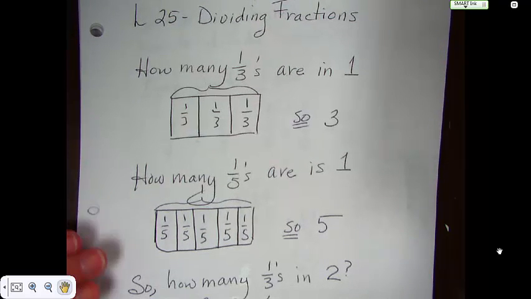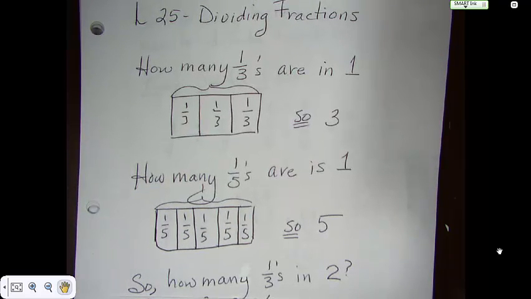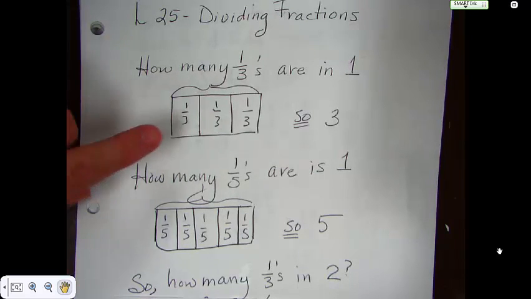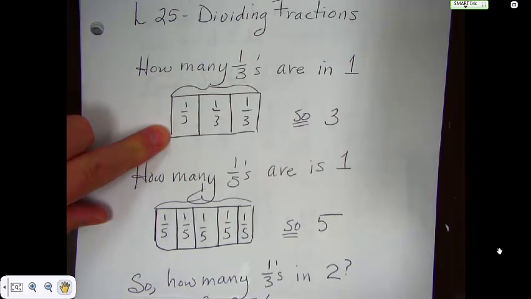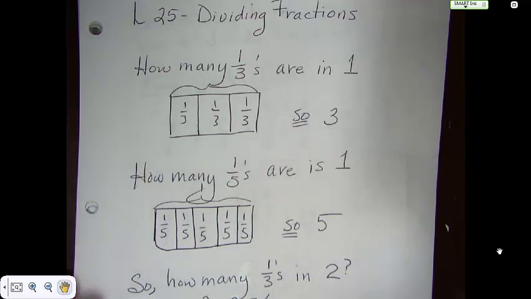Okay, so then let's go a little farther with this. How many 1/3 would there be in 2? Well, if there's 3 1/3 in 1, then there would be double that much in 2, and therefore 3 times 2 is 6. Now we can go an infinite number of wholes to fix this one.